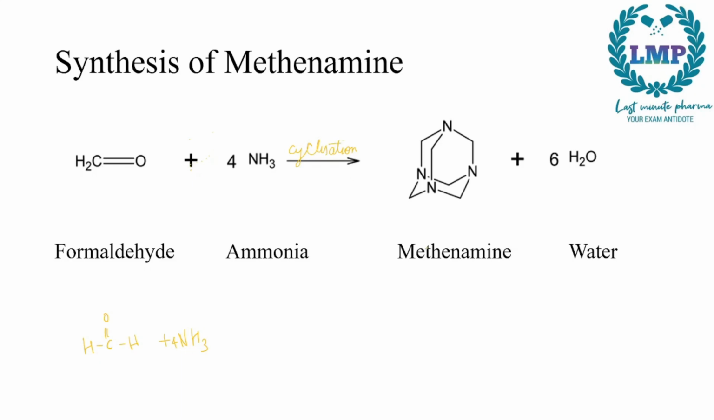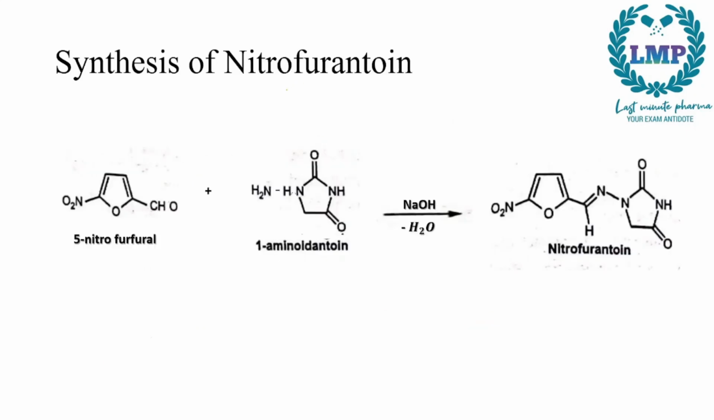Through cyclization, we will get methenamine, that is a 6-membered benzene ring, a W like this one attached to this one right here, and then nitrogens at alternating positions. Nitrogen here, and a nitrogen here, along with 6 molecules of water. So we have the synthesis of nitrofurantoin.